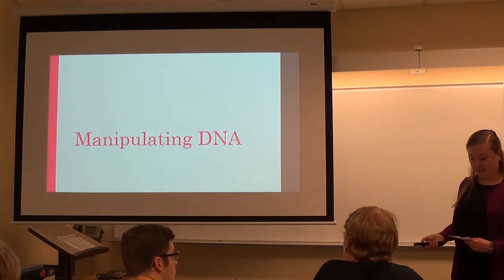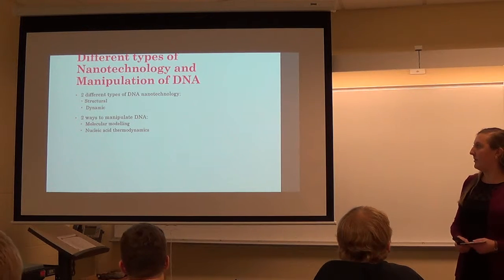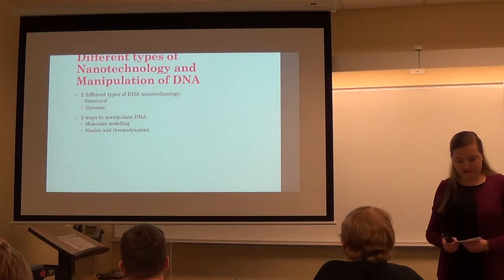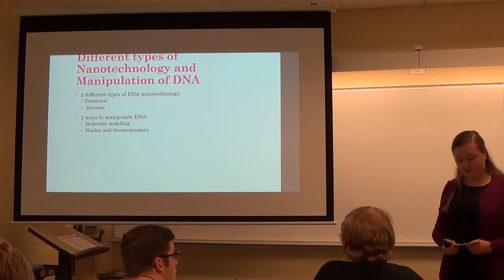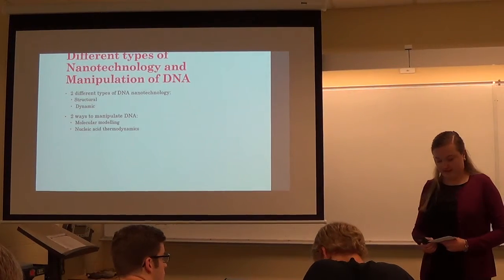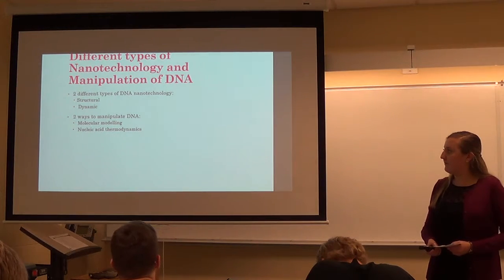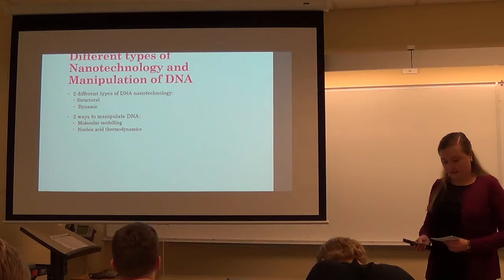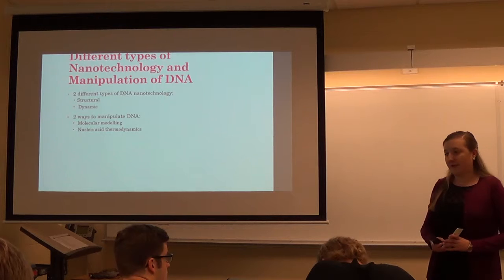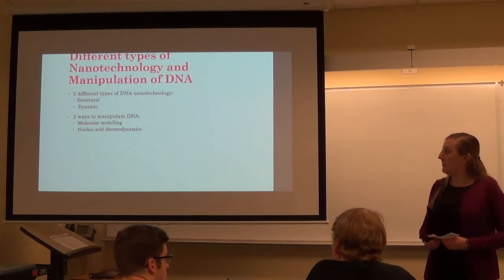All right, so manipulating DNA. So there are different types of nanotechnology and manipulation of DNA. There's structural nanotechnology, which is building complicated structures on the molecular level. And these can then be used as a base for similar structures or as shells for other things. And then there's dynamic, which is building artificial strands on the molecular level and then forcing these together. And you interact with the strands to build them.